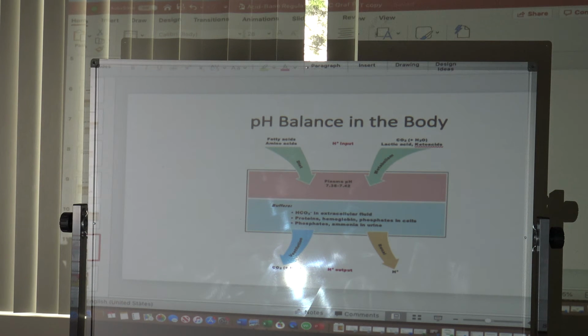And in the end, it's a lot of systems. It's the nervous system, it's the respiratory system, it's the urinary system. And it's a buffering system, but in all, you see that what it really is doing is managing the hydrogen ion input and output in the body.